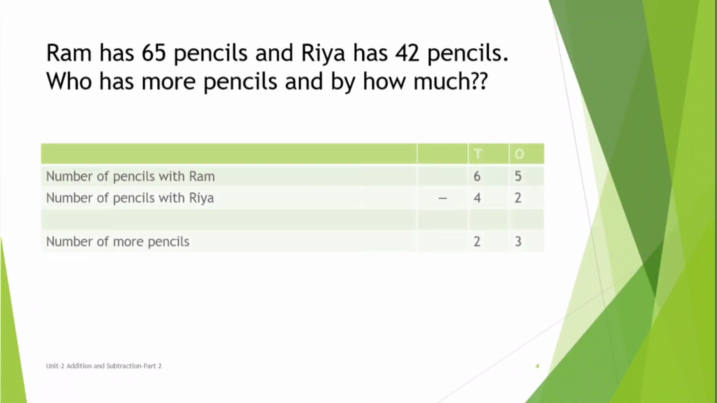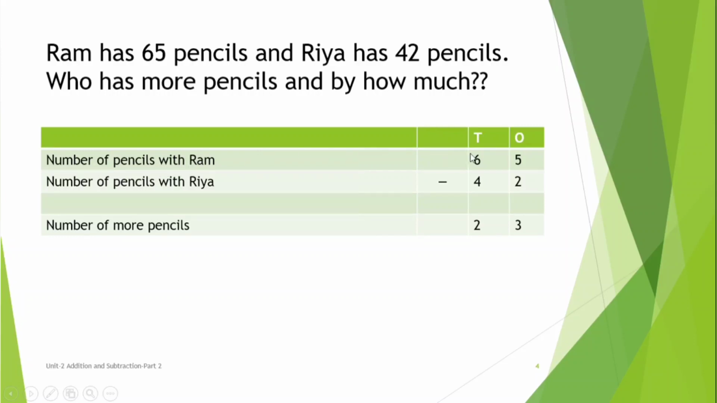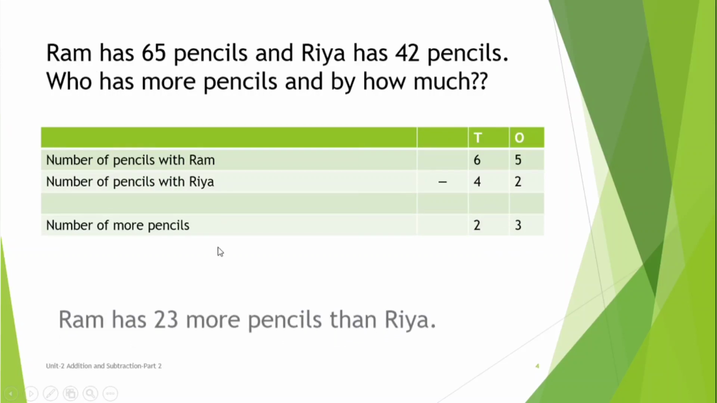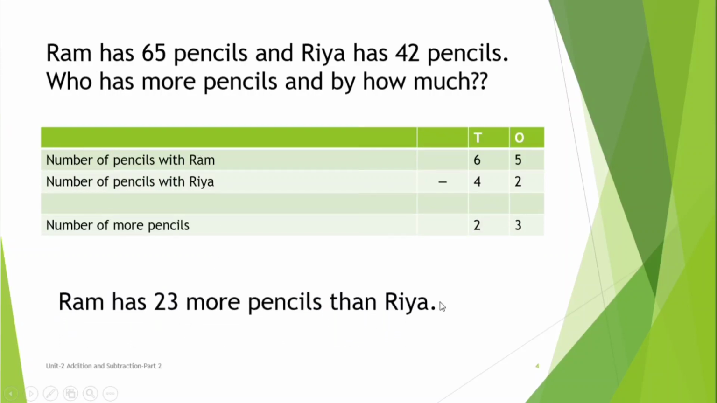See, number of pencils with Ram: 65. Number of pencils with Riya: 42. How many more pencils? We will do that by subtraction. We'll start subtracting from the ones place. 5 minus 2 is 3. And 6 minus 4 is 2. So the number of more pencils is 23. Ram has 23 more pencils than Riya.